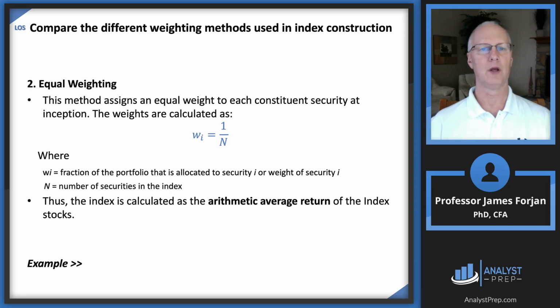Equal weighted portfolio is a method that assigns equal weight. So the weight is 1 over n. So if there are 2 stocks, then the weight is 50% each. If there are 100 stocks, then it's 1% each.